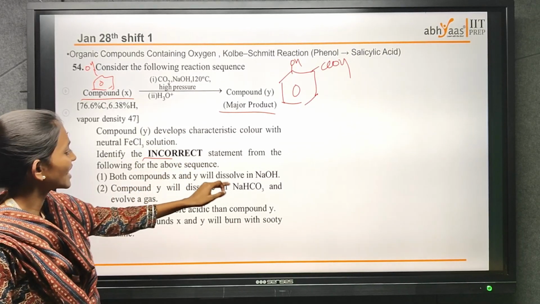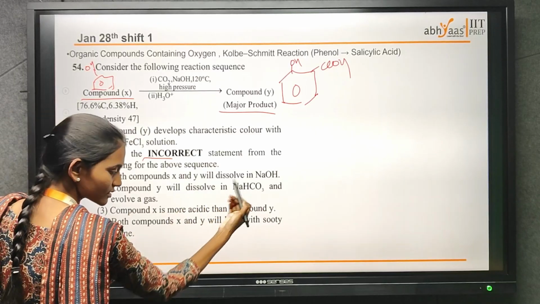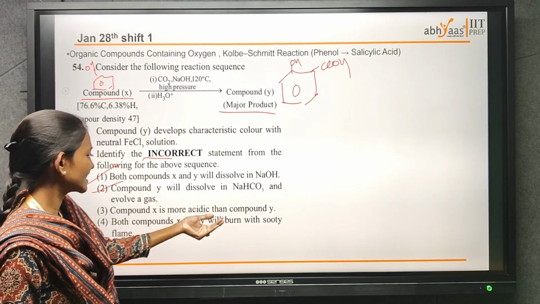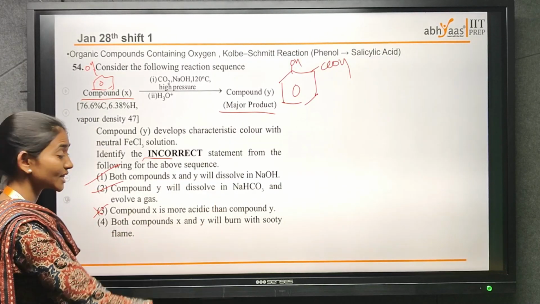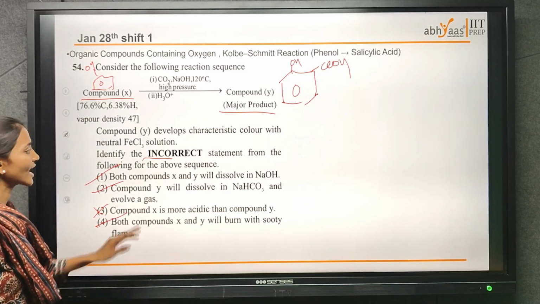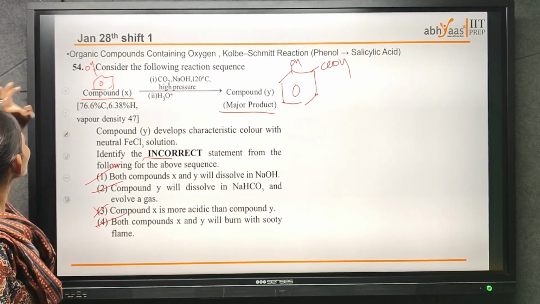Both compounds X and Y will dissolve in NaOH. Yes. Compound Y will dissolve in NaHCO3 and evolve a gas. Yes. Compound X is more acidic than Y. Not at all. Y is more acidic than X. Both compounds X and Y will burn and give a sooty flame. Obviously, they are asking for the incorrect statement, so that will be answer 2. Right? Moving on to the next question.